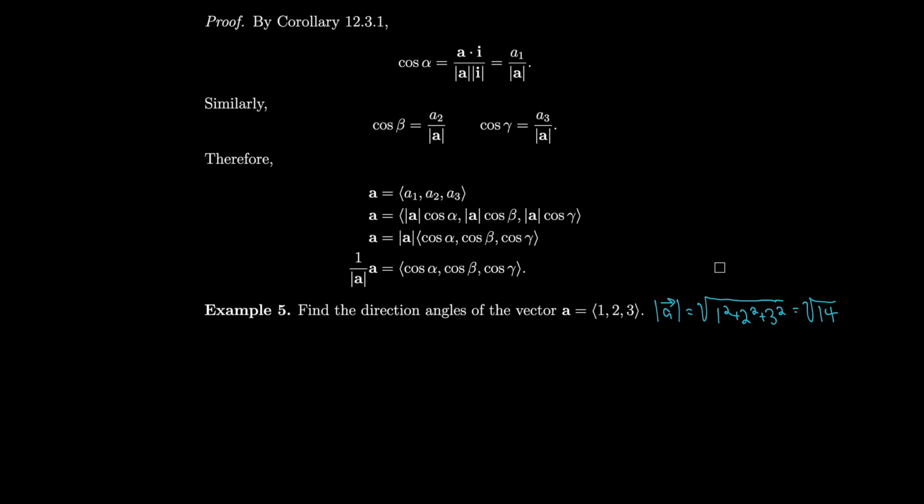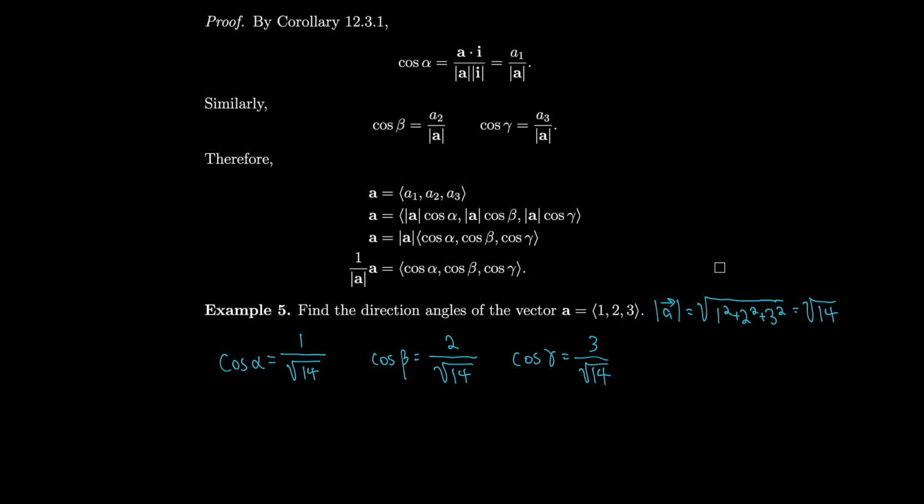So now we have the cosine of alpha must be equal to 1 over the square root of 14. The cosine of beta must be equal to 2 over the square root of 14. And the cosine of gamma must be equal to 3 over the square root of 14. Because it's just equal to the unitized version of this. You take the vector A, you divide it by its length. That must be equal to these direction angles with the cosines.